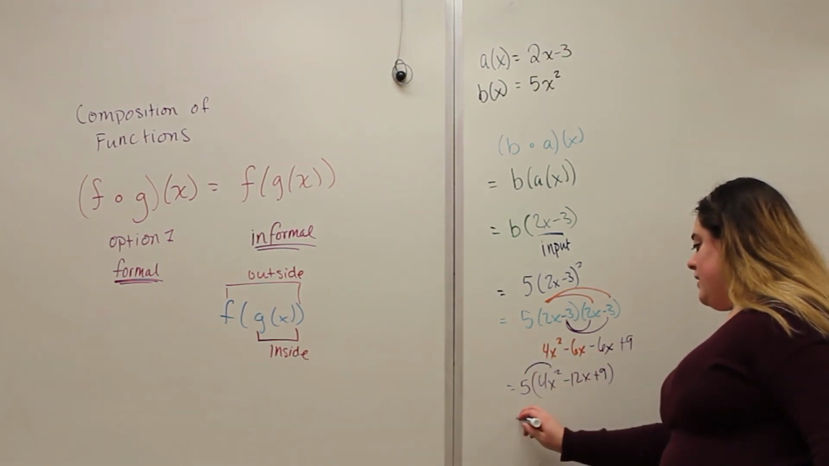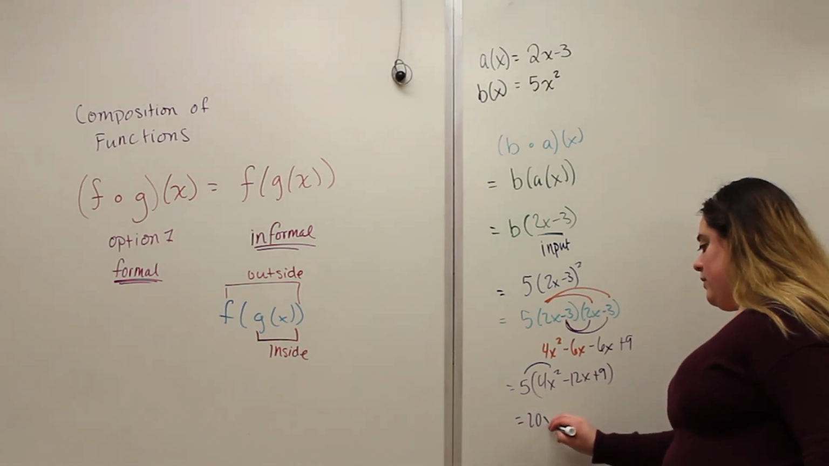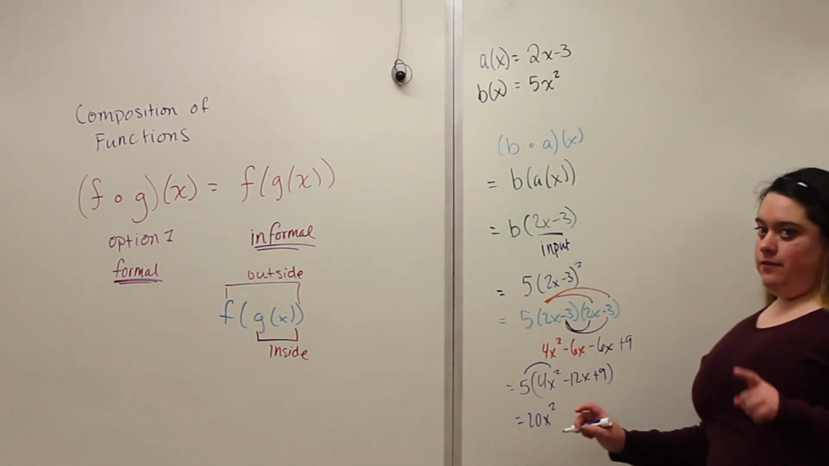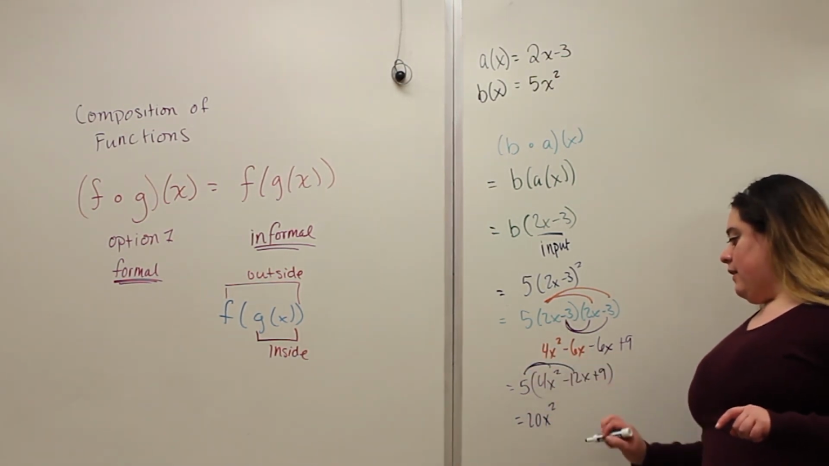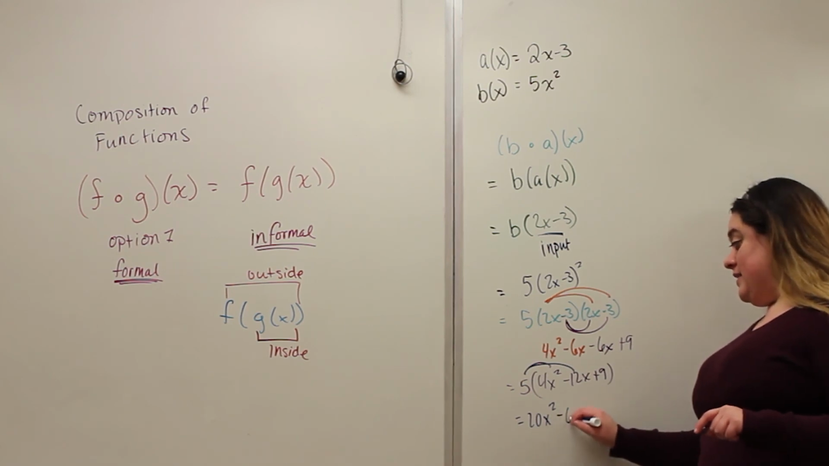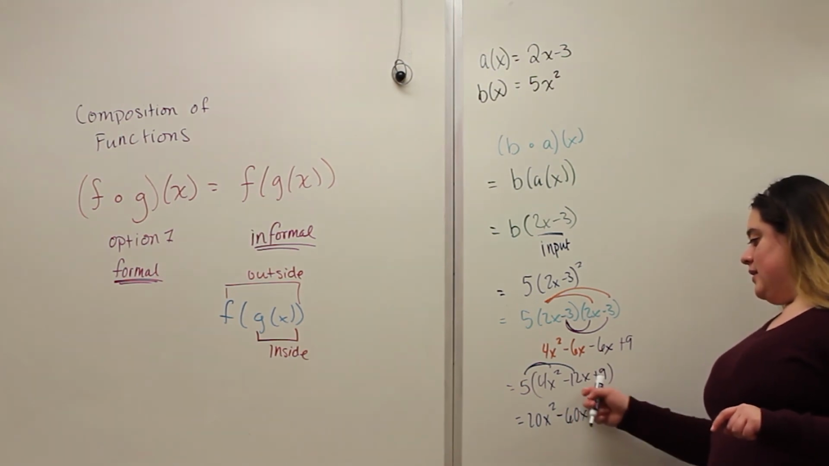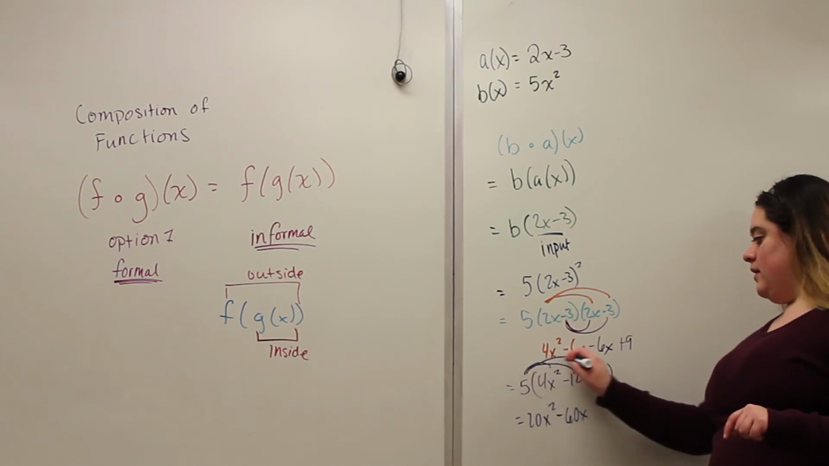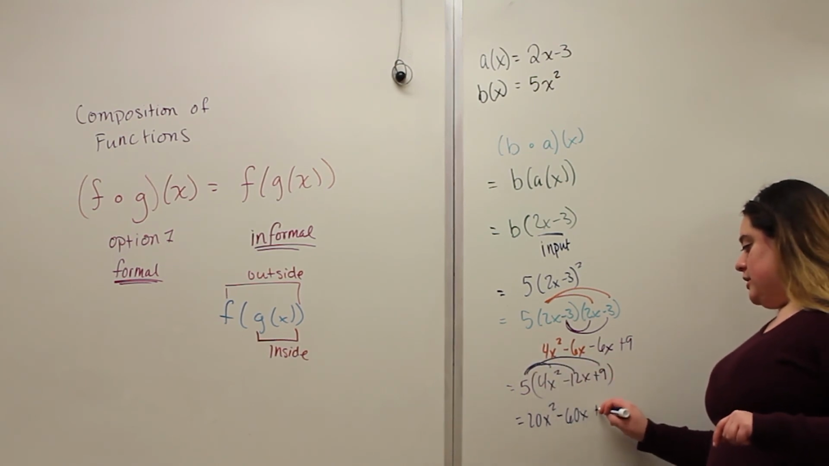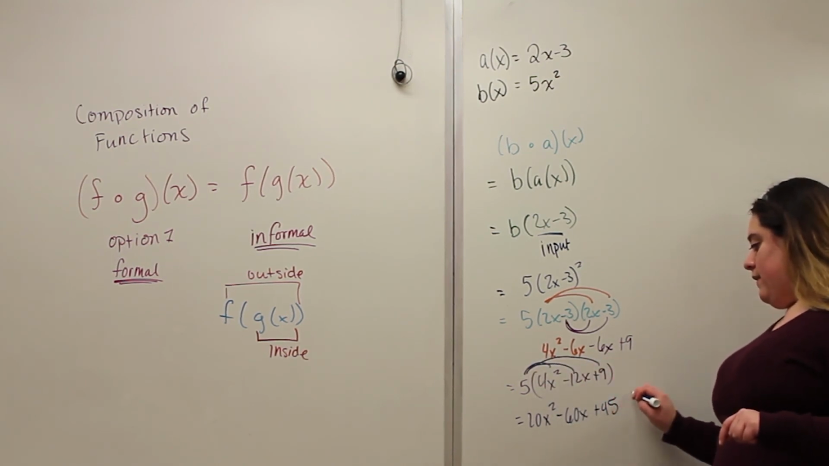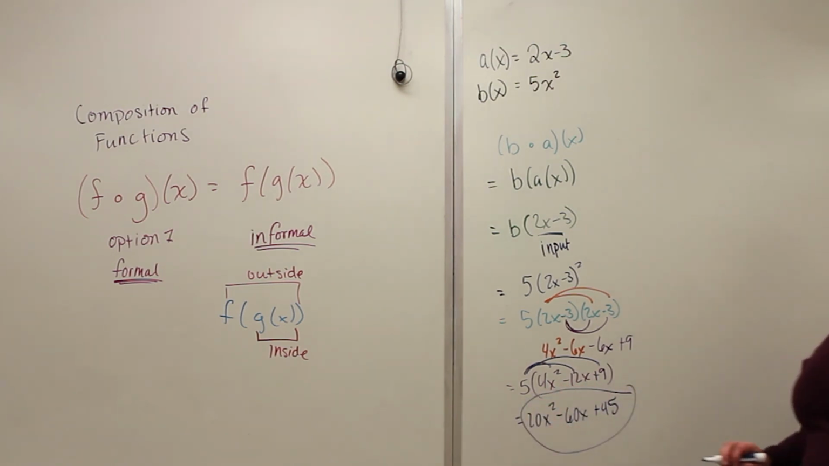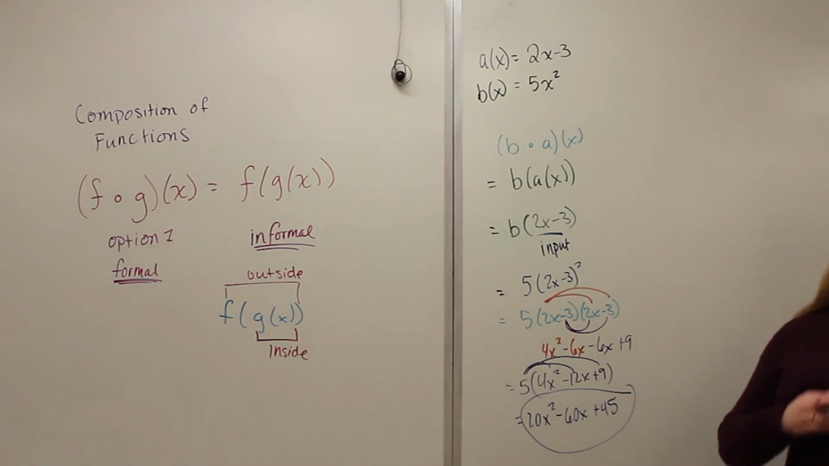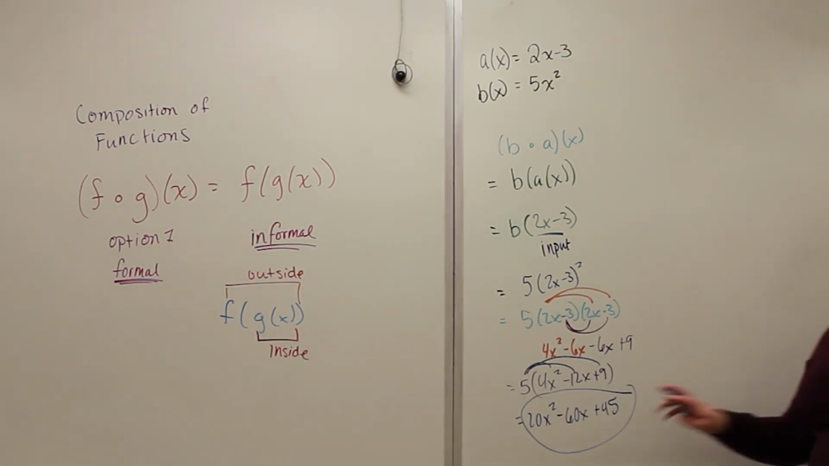So when I do that, I have 20x squared as the first term. 5 times a negative 12 is a negative 60x. Making sure that the variable's there. And then 9 times 5, which is 45. And we'll leave it like that. So no additional factoring, no additional anything, you just leave it as is.